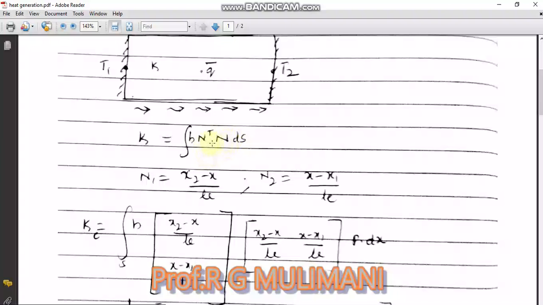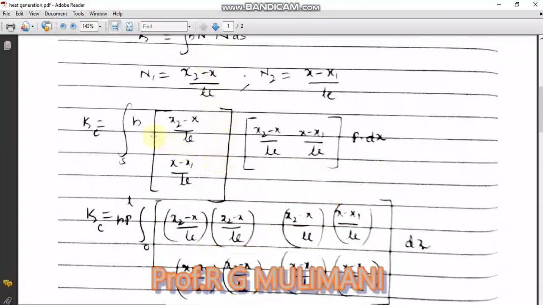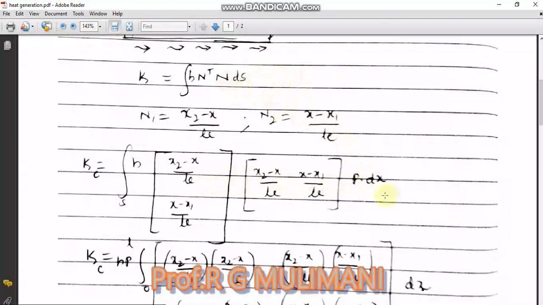Here N and N transpose are the shape function matrix and its transpose. We have two shape functions, as we have two nodes: N1 is x2 minus x divided by LE, and N2 is x minus x1 by LE. Substituting these shape function matrices, we have H times these two matrices, and the surface is defined as P dx, where P is the perimeter.